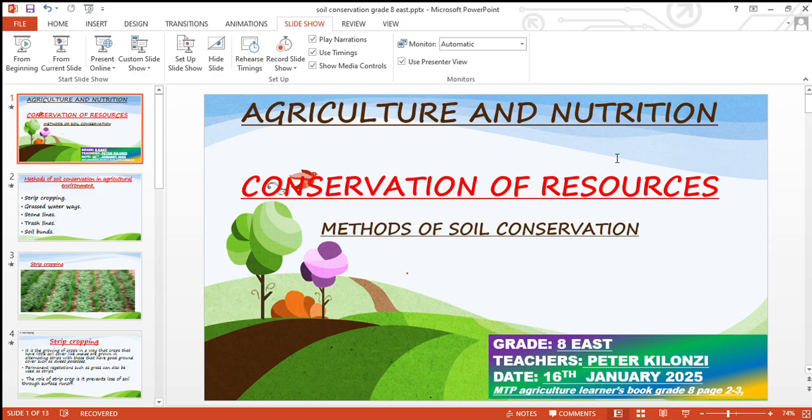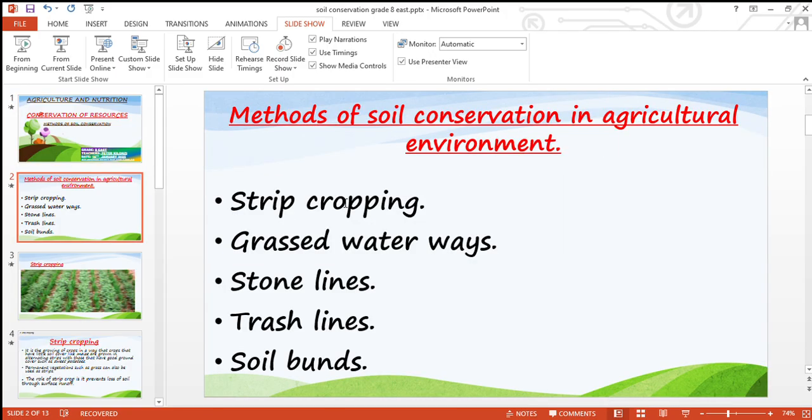What did we learn yesterday, before we continue to today's main topic? Methods of conserving soil. Very good. Yesterday we looked at the methods of soil conservation in the agricultural environment, and we started with the first one, which was strip cropping.